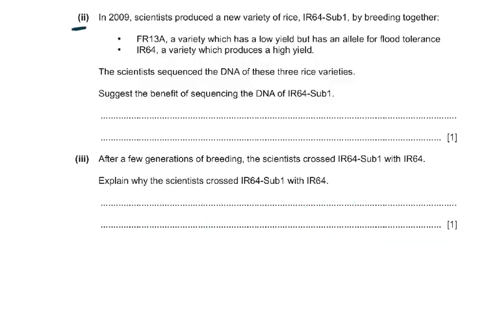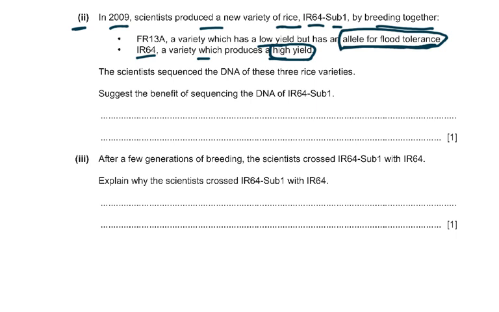And coming to part 2 of the question, in 2009, scientists produced a new variety of rice, IR64 sub 1, by breeding together FR13A, a variety which has a low yield but has an allele for flood tolerance, and IR64, a variety which produces a high yield. So we've got a high yield and we've got an allele for flood tolerance. The scientists sequenced the DNA of these three rice varieties. Suggest the benefit of sequencing the DNA of IR64 sub 1.